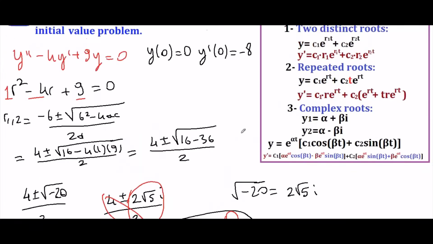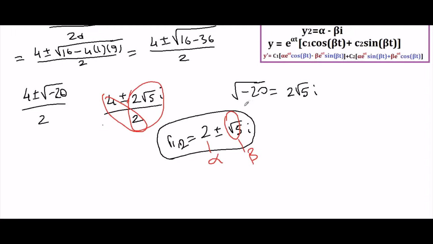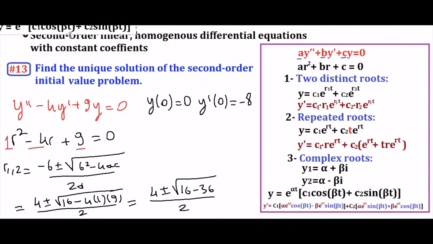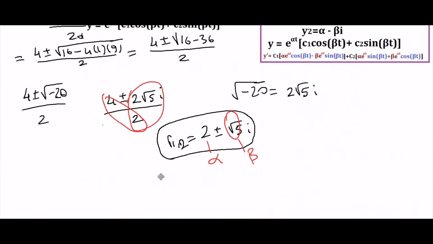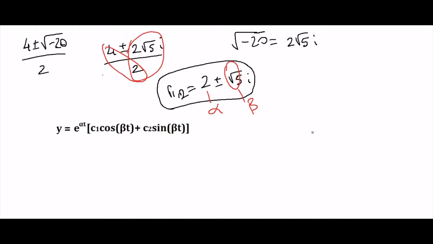Now we're going to plug our first initial condition into the general solution equation. Our general solution equation is this, and our y value is 0, t value is 0. Sine of 0 is 0, so this term is gone. Cosine of 0 is 1. 1 times c1 is c1. E to the 0 is 1, so our c1 equals 0.